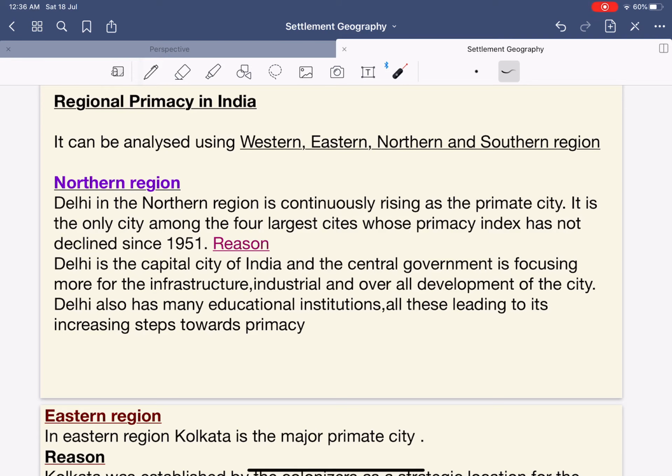Now, let us talk about regional primacy in India. We'll talk about regional primacy by dividing the primate city regions into four parts. Northern region. In the northern region, Delhi is one of the primate cities, or as the statement says, Delhi in the northern region is a continuously rising primate city. Why is it a rising primate city? Reason first, capital. Next, the central government is focusing more on infrastructure, industrial and all other development. Obviously, the metro rails were the first to come in Delhi because of this particular purpose. Again, Delhi has many educational institutions and all these are leading to increasing primacy.